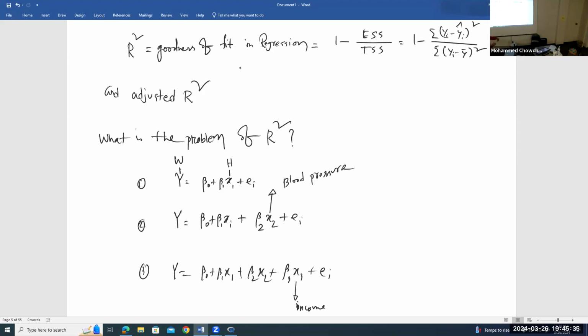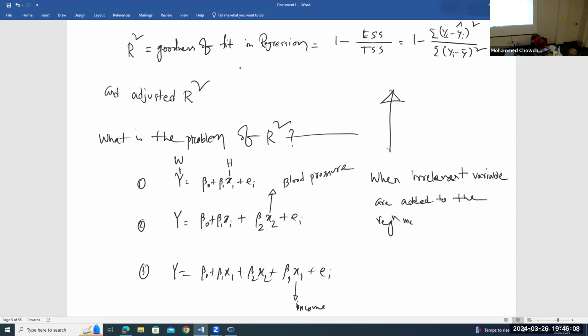But if you add an irrelevant variable to your model, your R square value goes up. Let me write it: when irrelevant variables are added to the regression model, the R square value goes up. R square value goes up means what? Goodness of fit is good, right? But that is overfitting. That is called model overfitting.